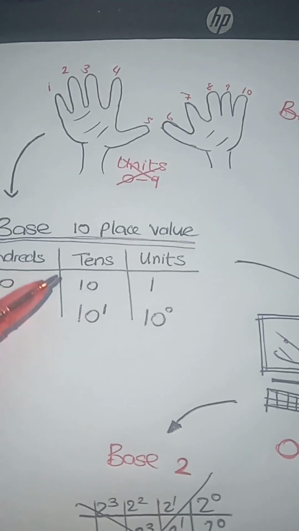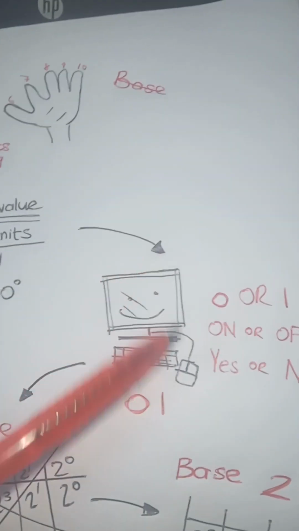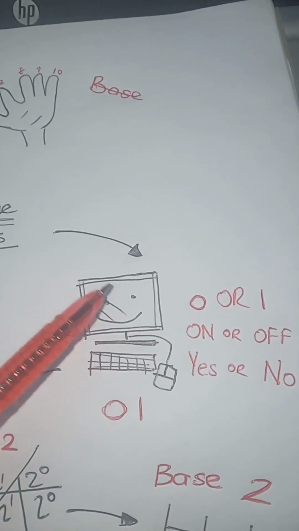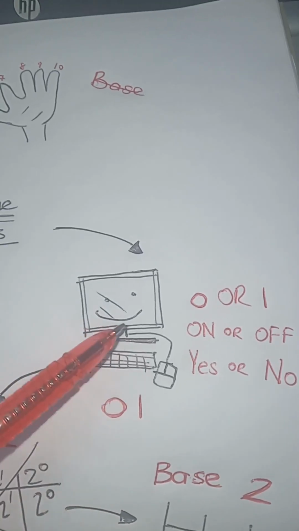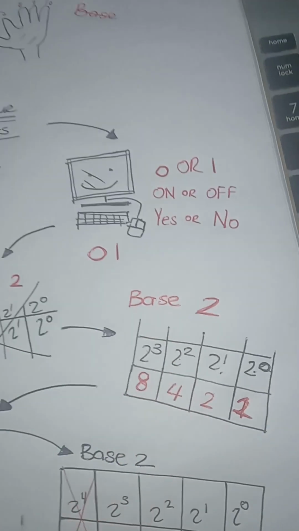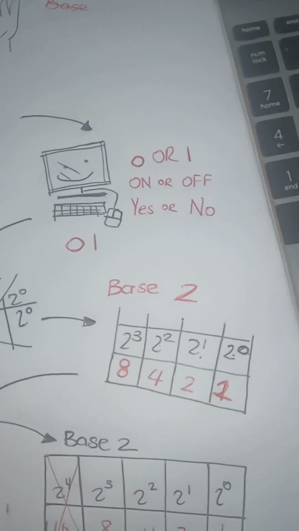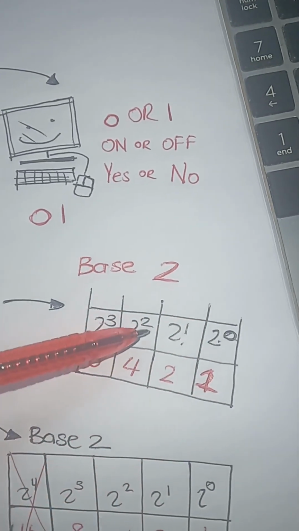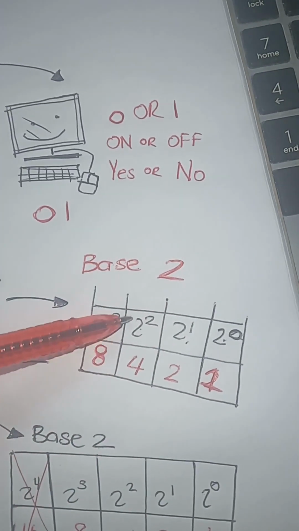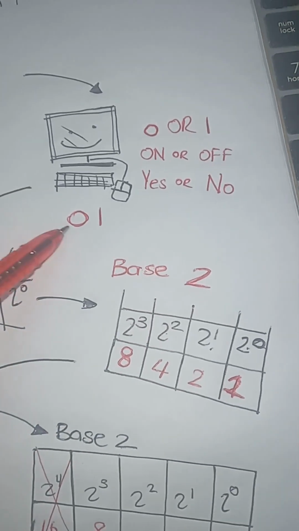Computers though are different. They do not use the base 10 system, they use base 2. Computers can only see 0 and 1, on and off. This system is called the base 2 system. One joke I like to say is: how many fingers do computers have? They have 2 fingers. Anyway, because of the base 2 system, 2 to the power of 0 is 1, 2 to the power of 1 is 2, 2 to the power of 2 is 4, 2 to the power of 3 is 8.